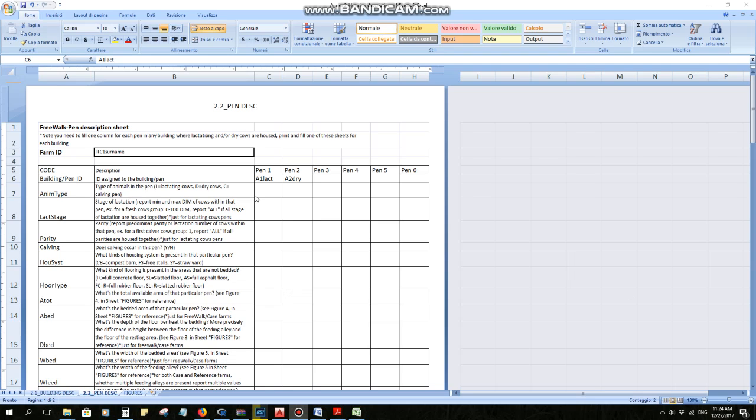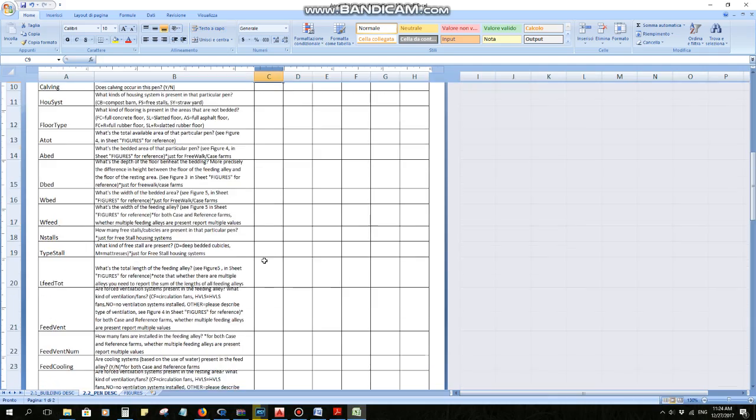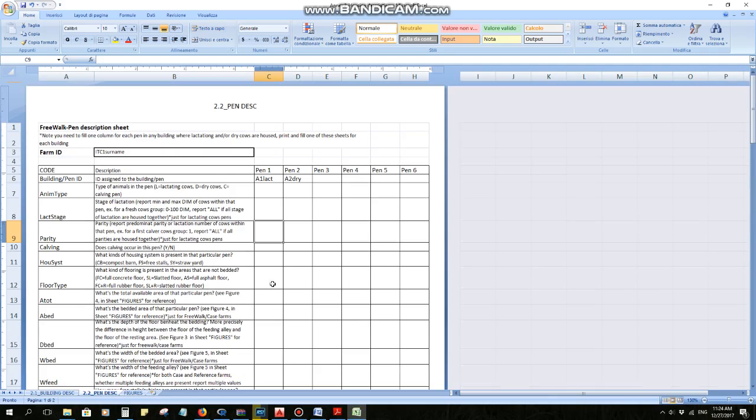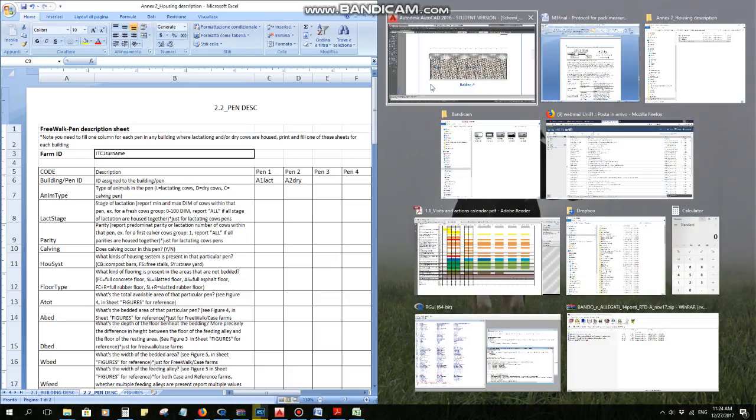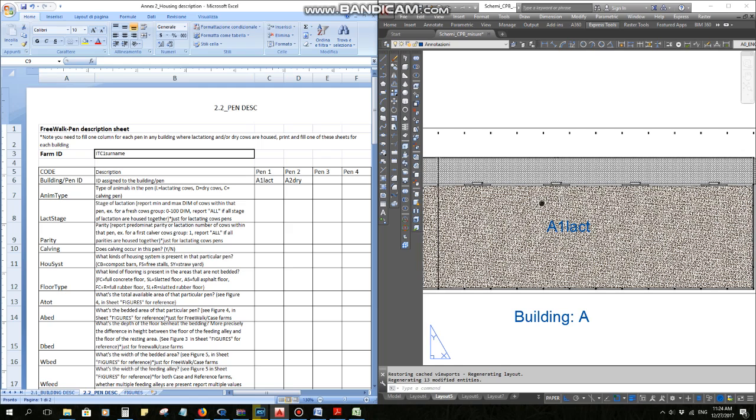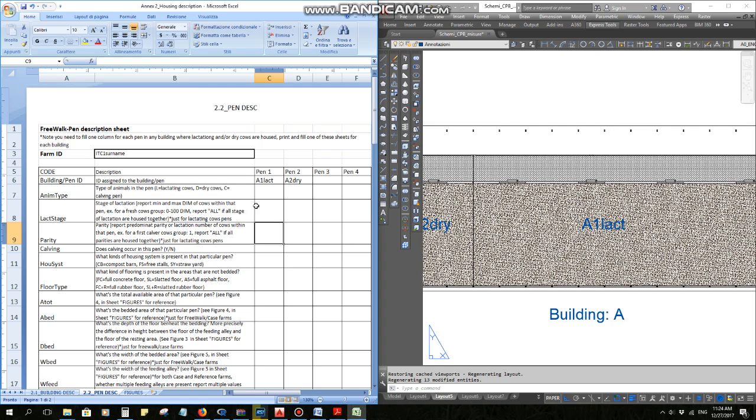So going on with the pen description, we need some information, obviously, in this sheet. Let's try to visualize both in the same screen. Yeah. So the animal type. What's the animal type? Well, that's already described in this pen ID, but it's useful to repeat that, because there might be some particular situations.